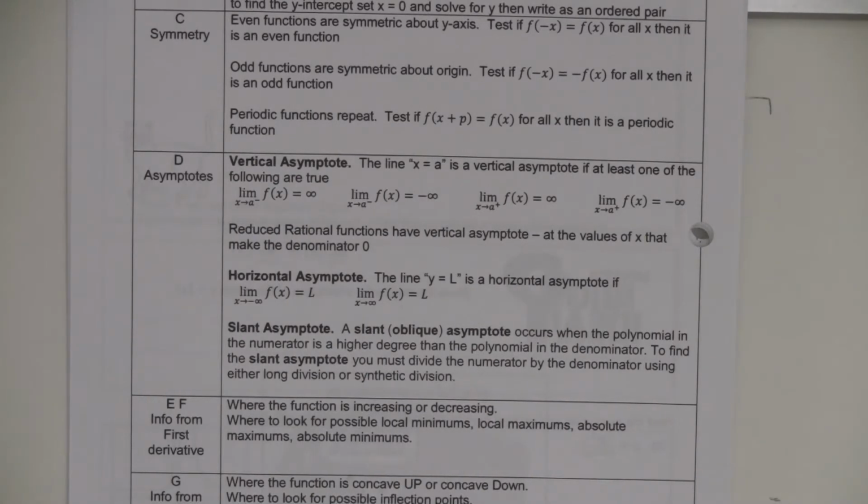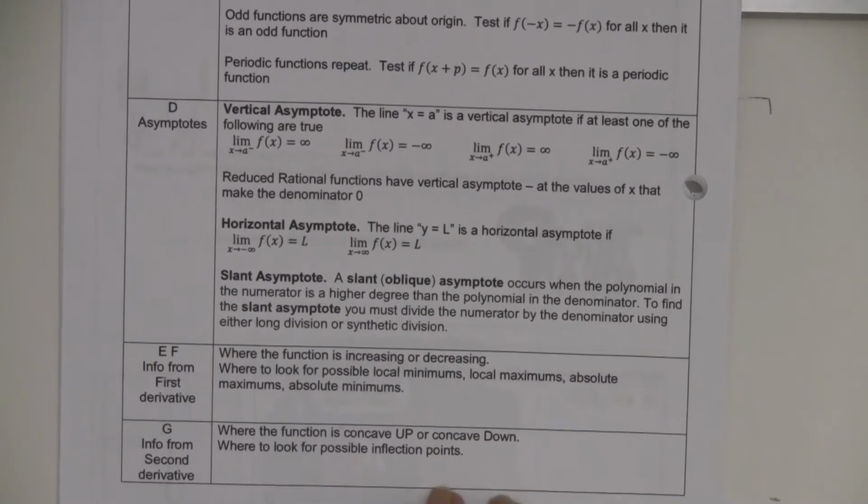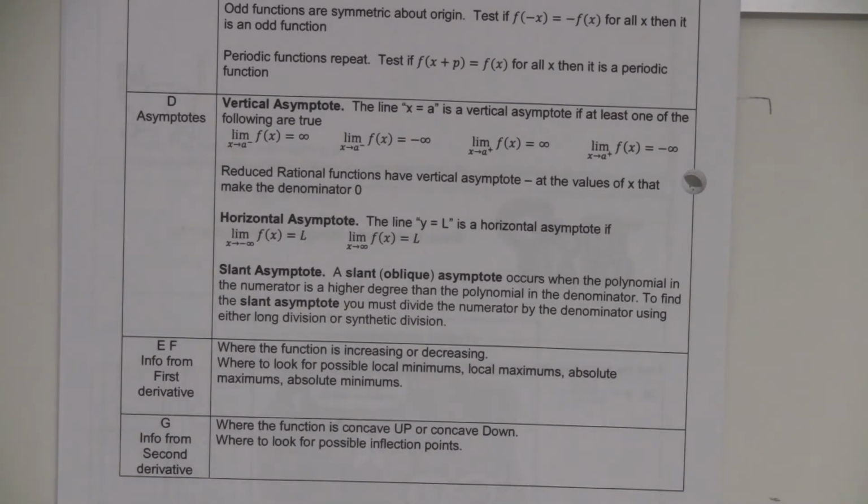And what you do to find it is you use long division, and sometimes you can use synthetic division as well. If we have an example where we can do synthetic division, I'll try to remember how to do that. Without you guys to remind me, what will I do?